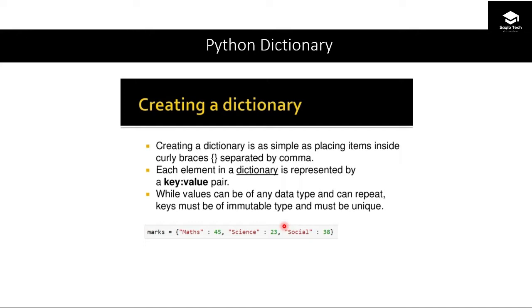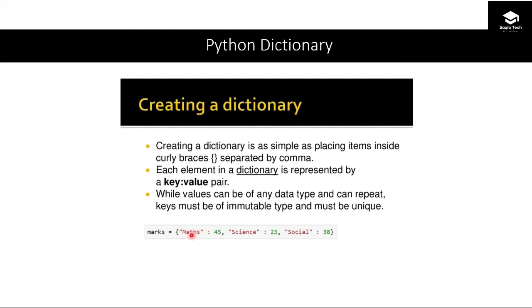The answer is really very simple. As I told earlier in the example, I need to write simply the curly braces, and inside those braces I need to write key value pairs. Like here you can see, if I want to store the marks of three subjects, what I will write is marks is equal to, I write curly braces, then I write maths colon 45, science colon 23, and here keys must be of the same data type, but the values can be anything.